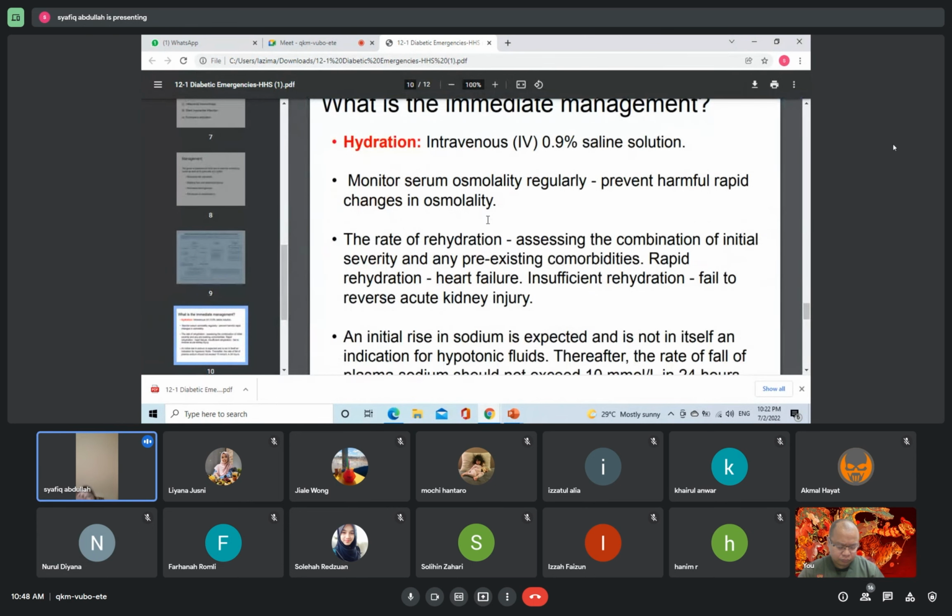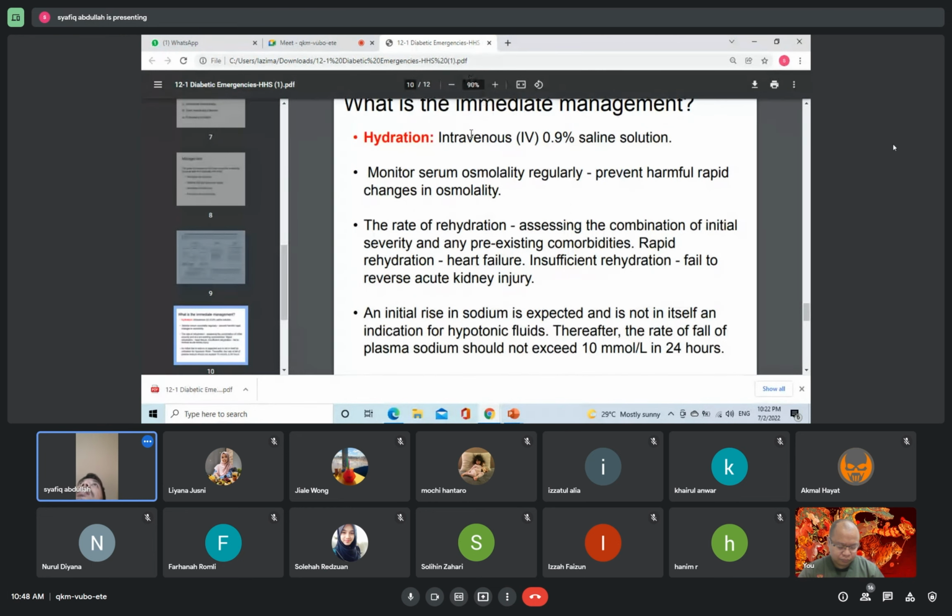What is the immediate management? Hydration lah. Hydration, we have IV drip. We will use IV drip normal saline and monitor osmolality regularly. This one is to prevent any harmful rapid changes in osmolality. As Dr. Fairuz mentioned in a slide before, too much or too fast a change in osmolality might be harmful to the patient lah. The rate of rehydration depends on the combination of initial severity and existing comorbidity.